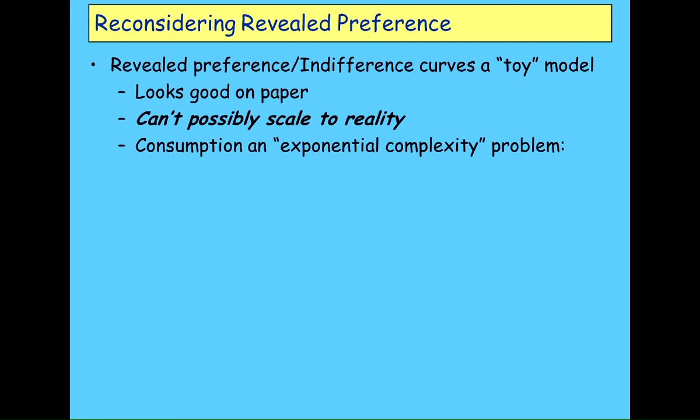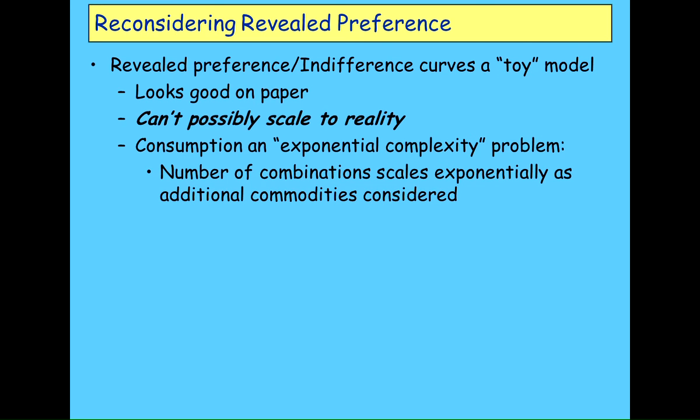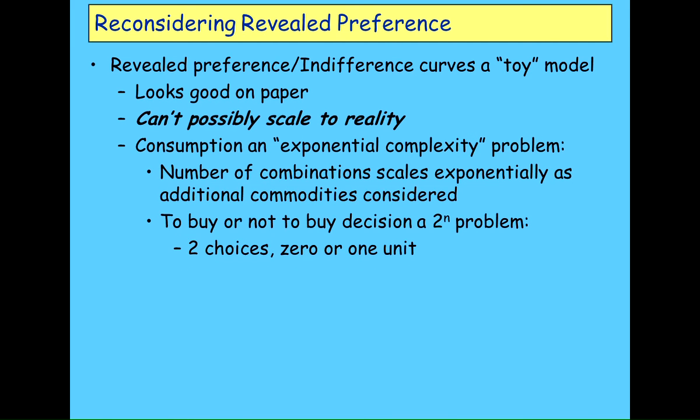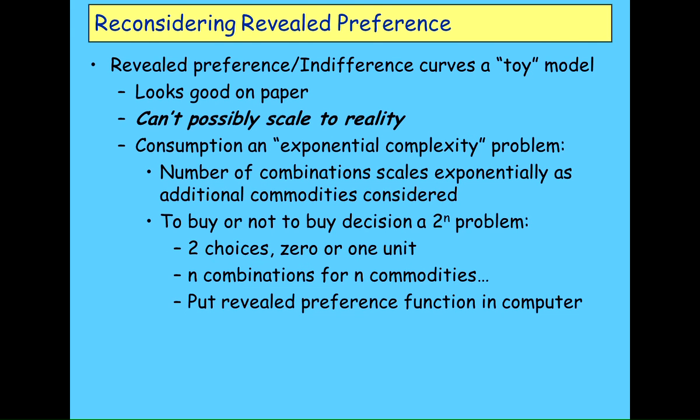And that's because, technically speaking, from the point of view of a computer programmer, consumption is what they call a problem with exponential complexity. That is, the number of combinations you have to consider rises exponentially as you increase the number of commodities. With 2 commodities, it's pretty simple. 2 to the 2, if you're making a choice, do or don't I buy those commodities, that's easy. But 2 to the 100, simply impossible. So the fact that it scales exponentially makes it impossible, even for the most sophisticated, powerful computer on the planet or in the universe, to solve the problem.